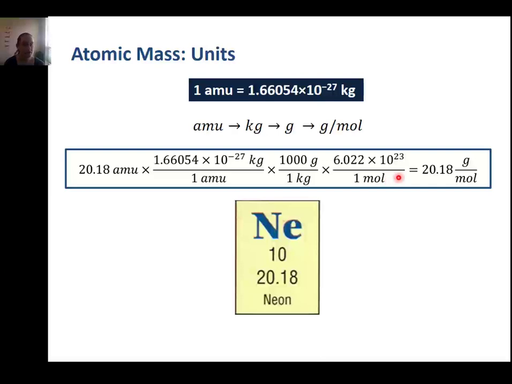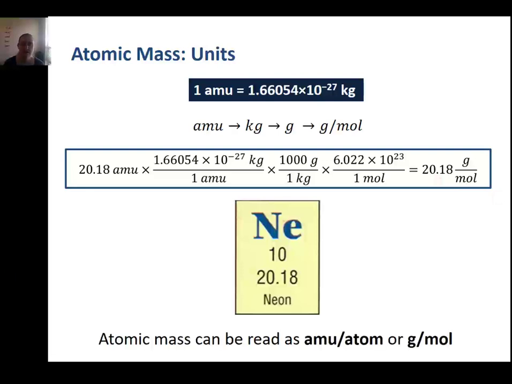When I multiply this out, you'll see that I start with 20.18 AMU, and I end with exactly 20.18 grams per mole. So this means that the atomic mass that you see on the periodic table can either be read as AMU when talking about a single atom, or with units of grams per mole when discussing a mole of atoms. So just be aware that this number can be read using two separate units.